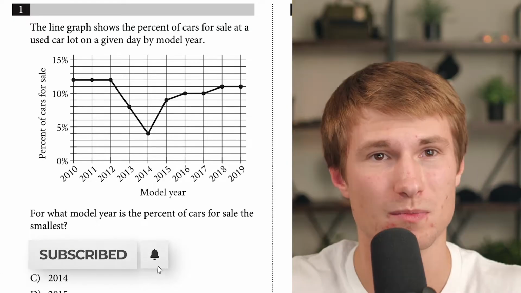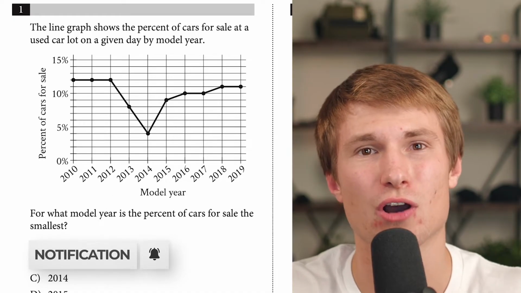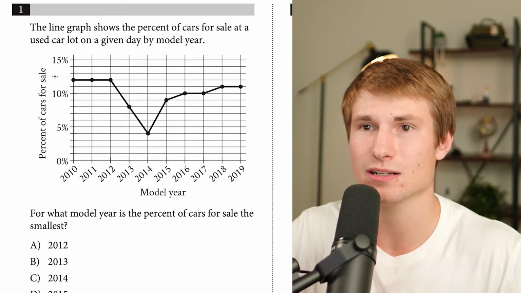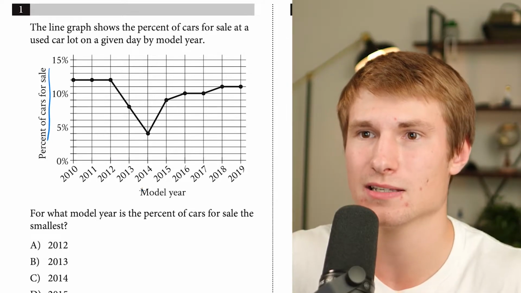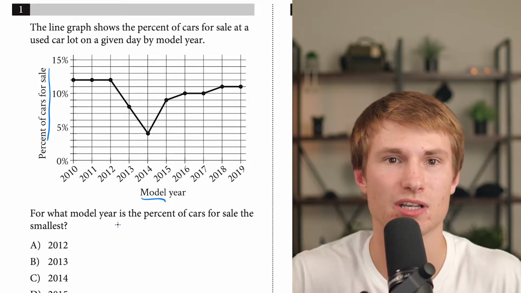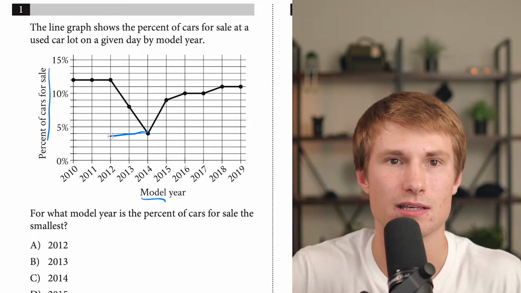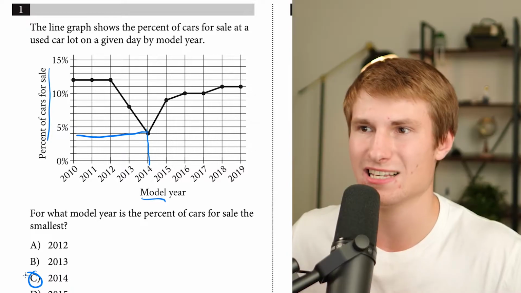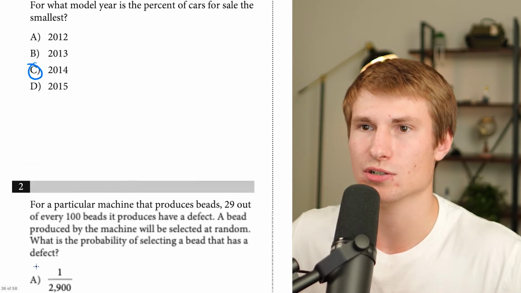Let's get started with question 1 from section 1. The line graph shows the percent of cars for sale at a used car lot on a given day by model year. I see on my y-axis I have percent of cars for sale, and on my x-axis I have model year. For what model year is the percent of cars for sale the smallest? I see that's going to be in the year 2014, so my answer there would be answer choice C. Moving on to question number 2.